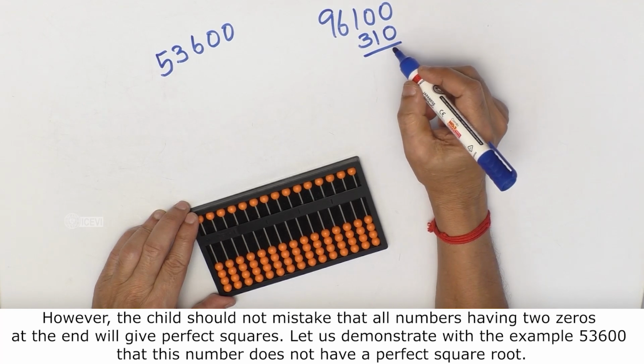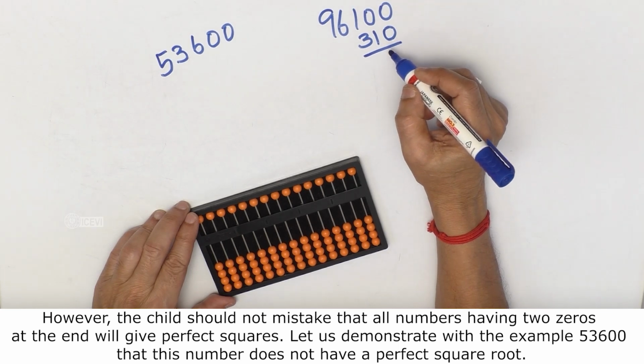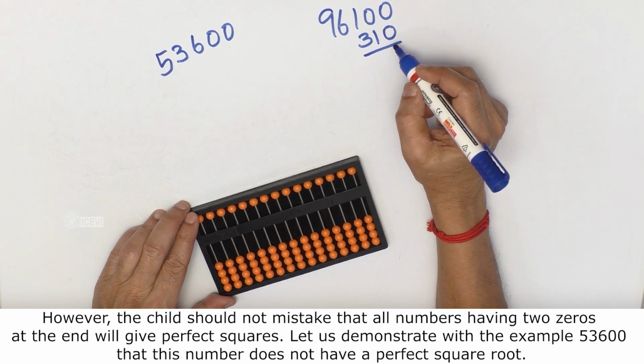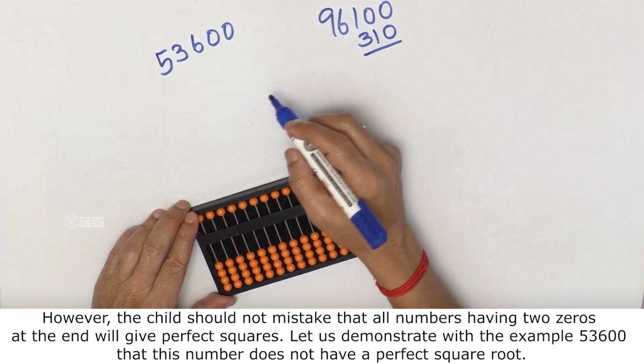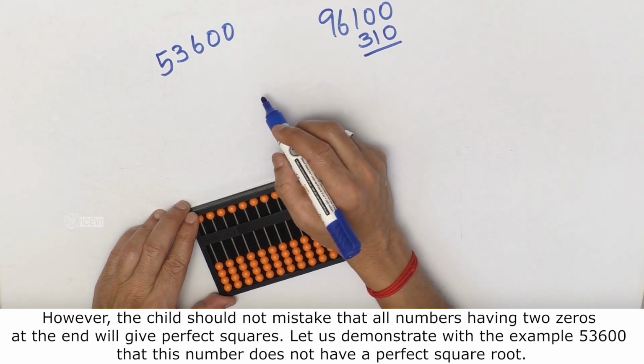However, the child should not mistake that all numbers having two zeros at the end will give perfect squares. Let us demonstrate with the example 53,600 that this number does not have a perfect square root.